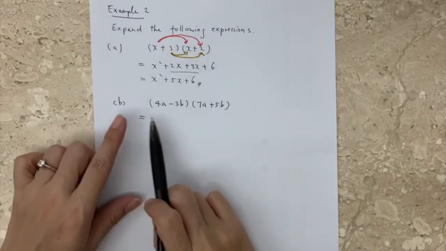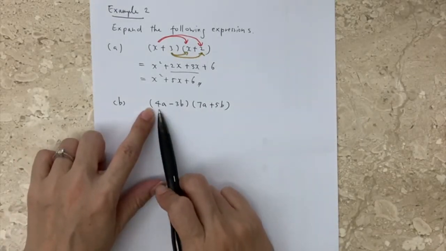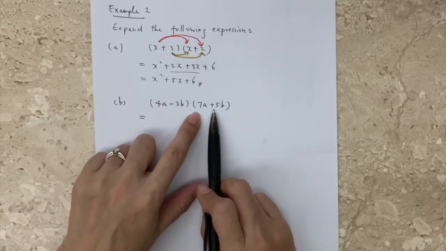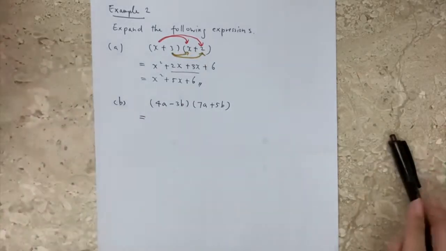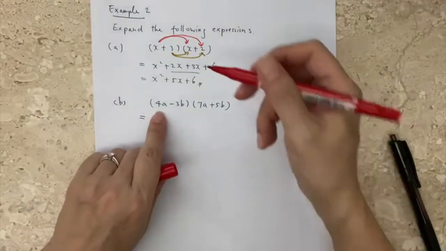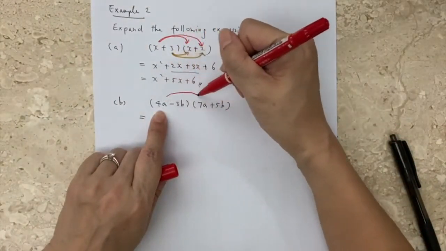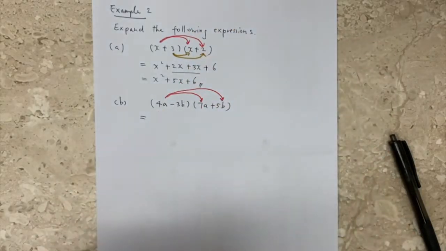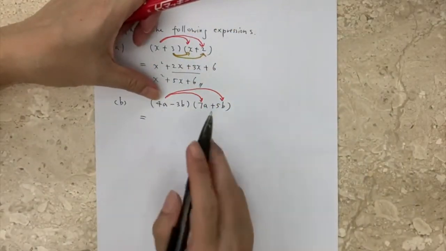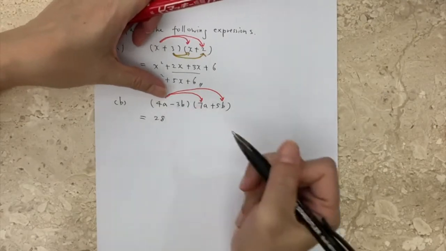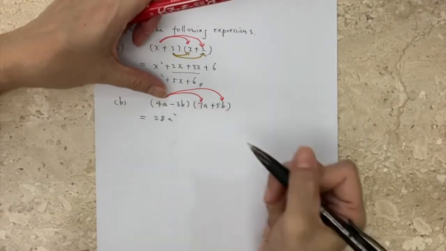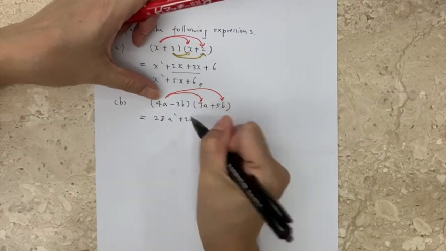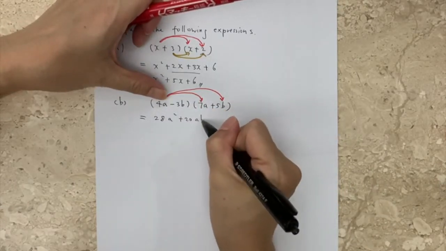Alright, so b here, this polynomial, which is 4a minus 3b, times another polynomial, which is 7a plus 5b. Okay, again, we do it step by step, so that I have this first term, 4a times 7a here, and later on 4a times 5b. Okay, so the answer, 4 times 7, which is 28, and then a times a is a squared. Alright, so this is 4 times 5, which is 20, and then a times b, which is ab.